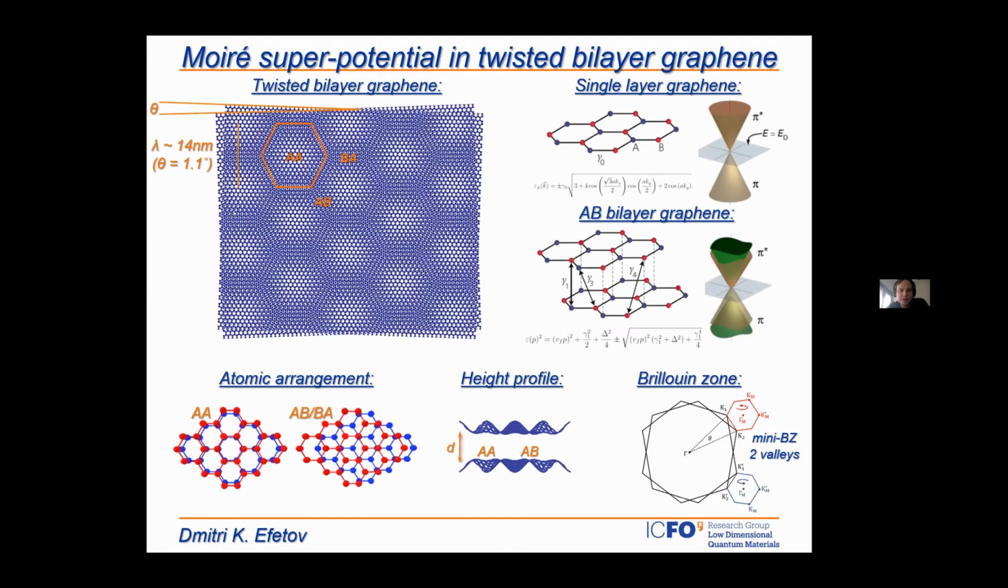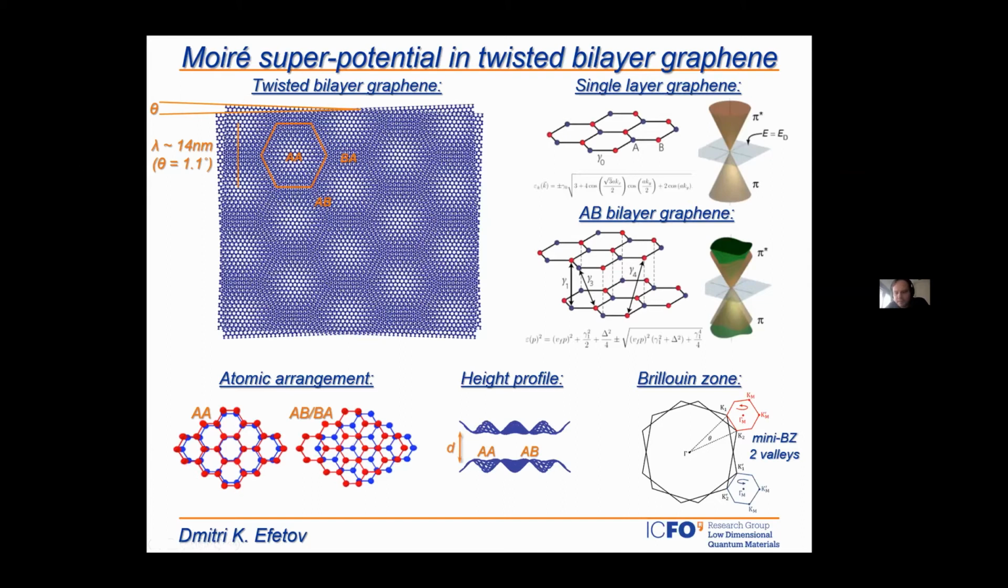The way we approximate it is by approximating AA stacked regions and AB and BA stacked regions, which are oscillating in real space. These AA regions are basically where the two layers, top and bottom layer, are exactly one on top of another. And AB is again where the top and bottom layer are slightly shifted.